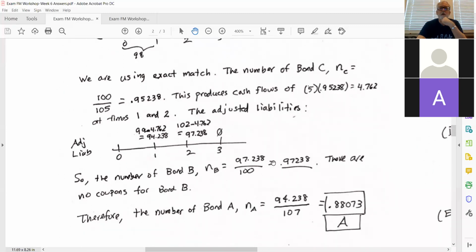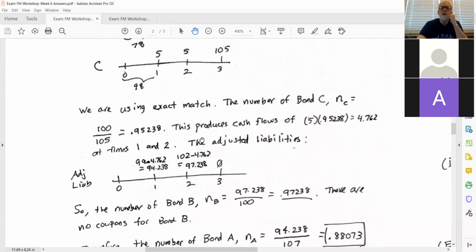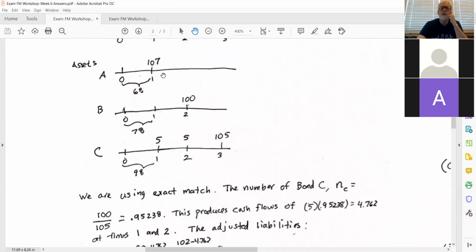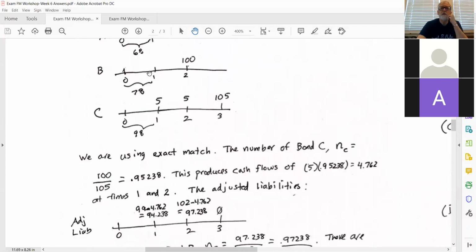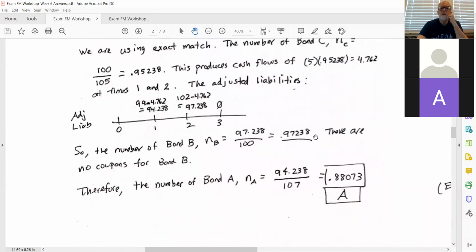And there are no coupons for bond B. Therefore, the adjusted liabilities would now just be the 94.238. And each of the 1-year assets pays 107. So the 94.238 divided by 107, you get 0.88073, which is answer 8.